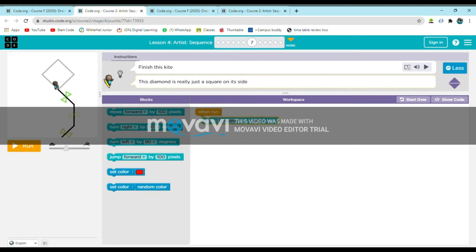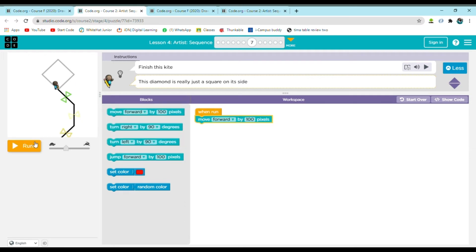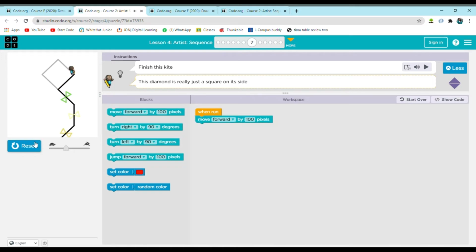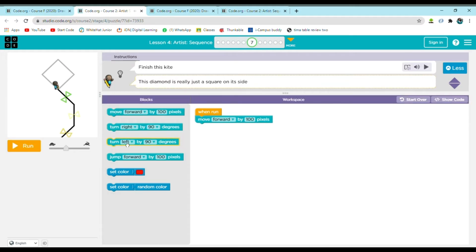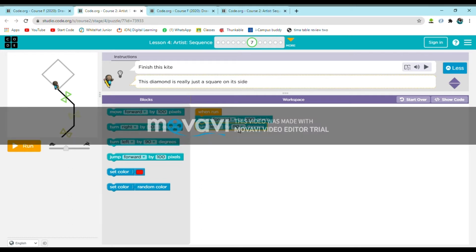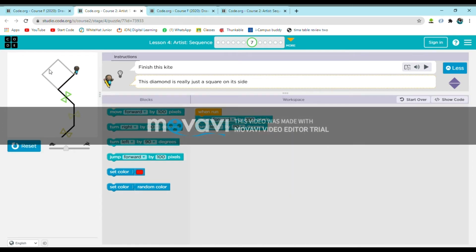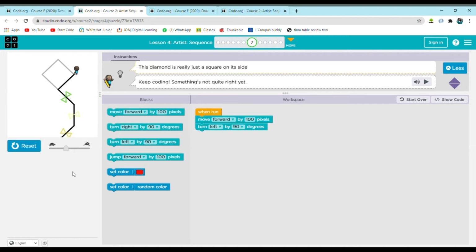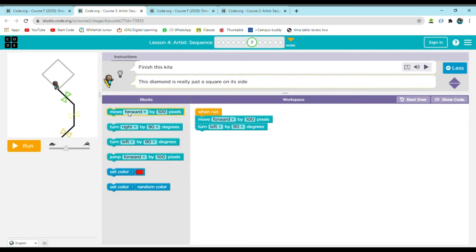Yeah. Move forward by 100 pixels. 100 pixels is the default, so even here it will be the default. Let us run it. It's 100 pixels, right? Then turn left by 90 degrees. We should repeat it 4 times. There is no repeat block here, so we can repeat it again.